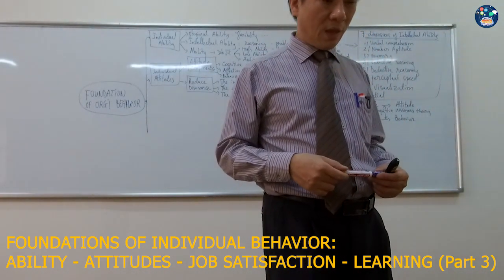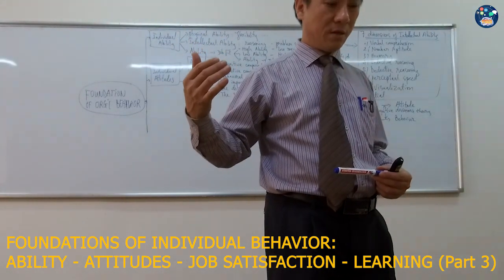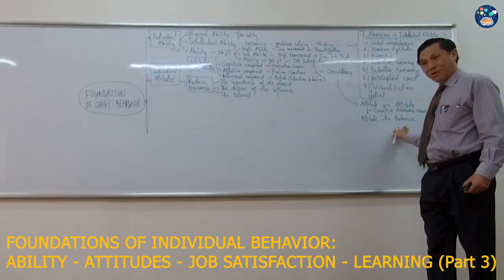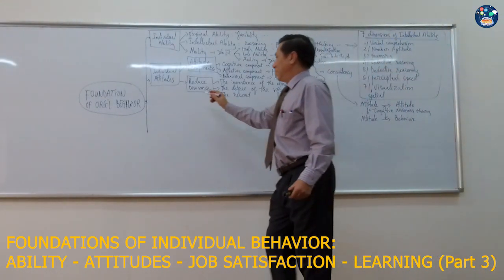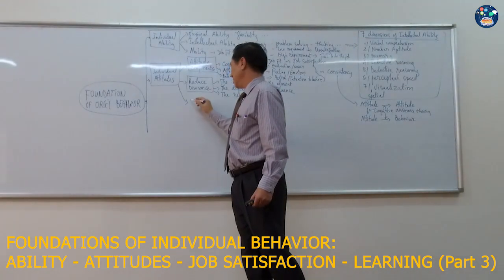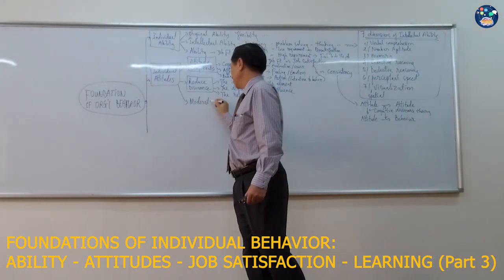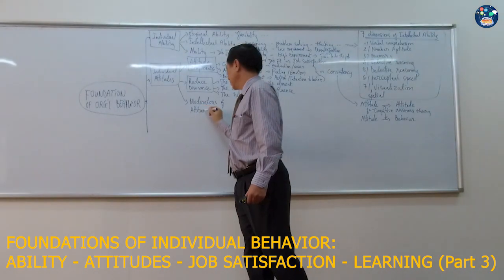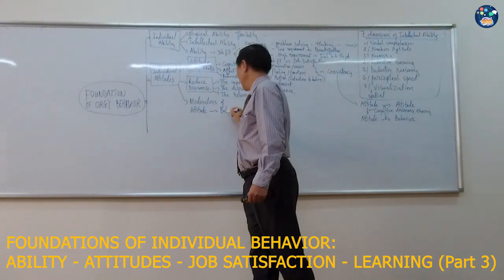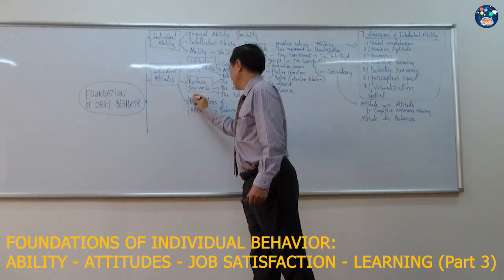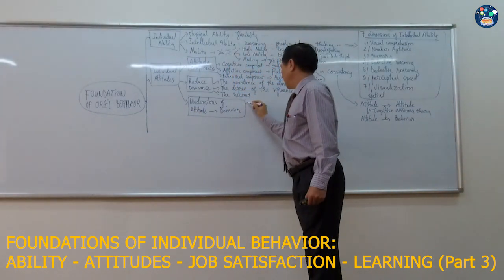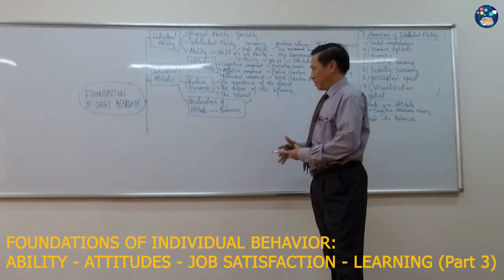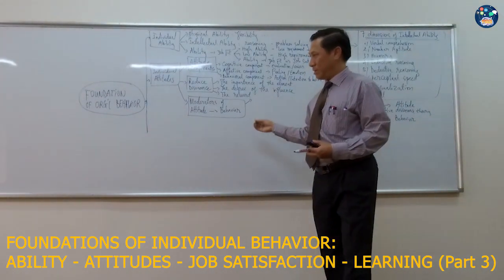But remember, there are some moderators between attitudes and behavior. As we just said, attitudes can predict the behavior, right? But actually it depends on this moderator of attitudes and behavior. So there are 5 moderators. Actually, there are many, but researchers have found these 5 main moderators.